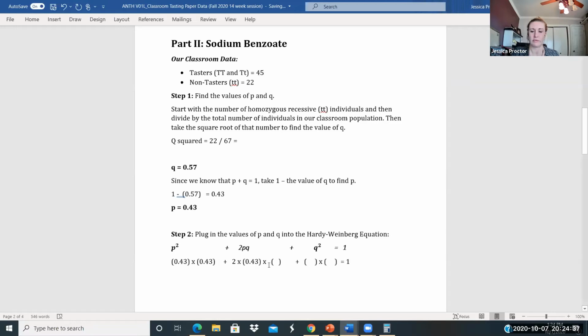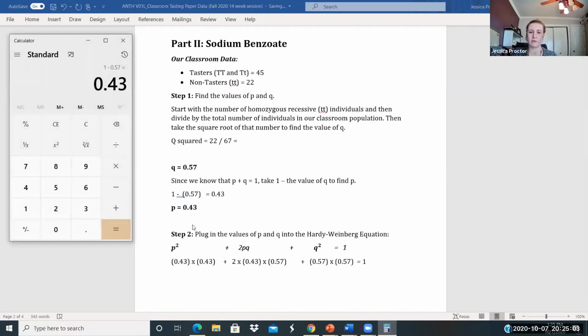And then there's also a Q, so now we're going to plug in the value of Q, which is 0.57. You see another Q, a Q squared, so we're plugging in our value of Q again, 0.57. Okay, so now that we have it all set up, and my advice is always set it up like this, so it's a nice neat line down the middle, that way you don't mix up your numbers.